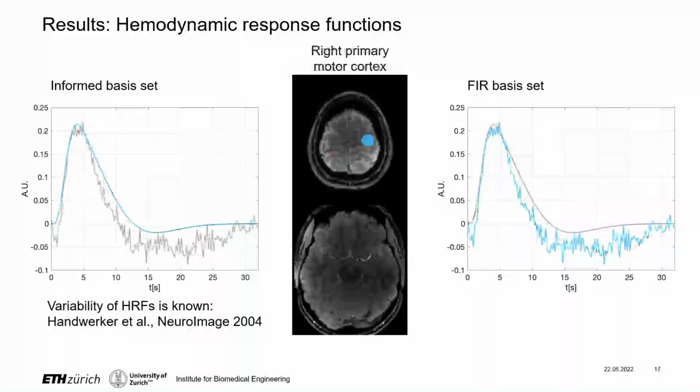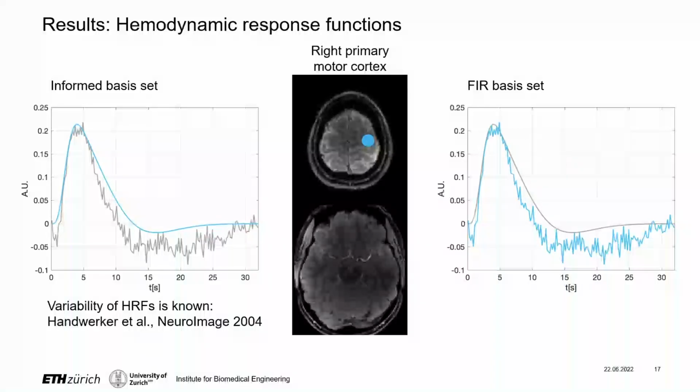Then in the right hemisphere, I want to be a bit careful with my wording here. As you can see, there's a pattern that resembles the initial dip at the start of the HRF. However, at this stage where I only have single subject data and I did a very early analysis, I don't want to say that we found the initial dip. All I want to say is we found a pattern that resembles the initial dip.